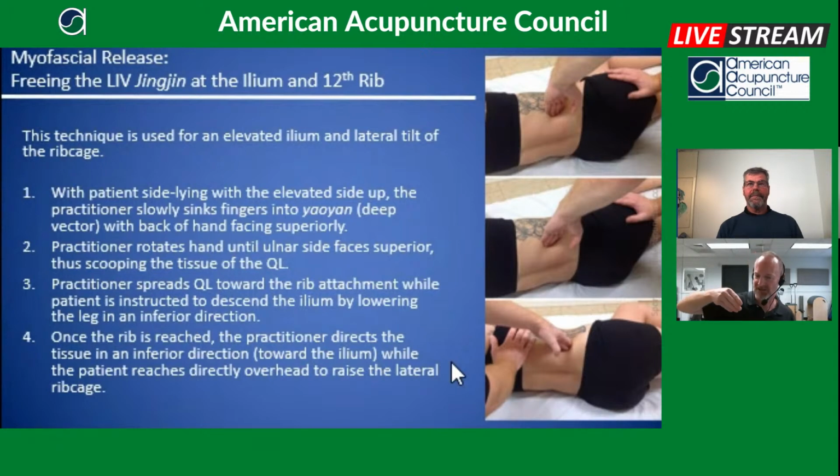orientations. You can change the orientation then down towards the iliac crest and have them reach their arm upward to pull the rib cage up, so you're decompressing the tissue away from the 12th rib, and then bring the tissue down towards the ilium as they're having a force in the opposite direction. Really effective technique after needling, and it can help return that tissue to a really good resting length.